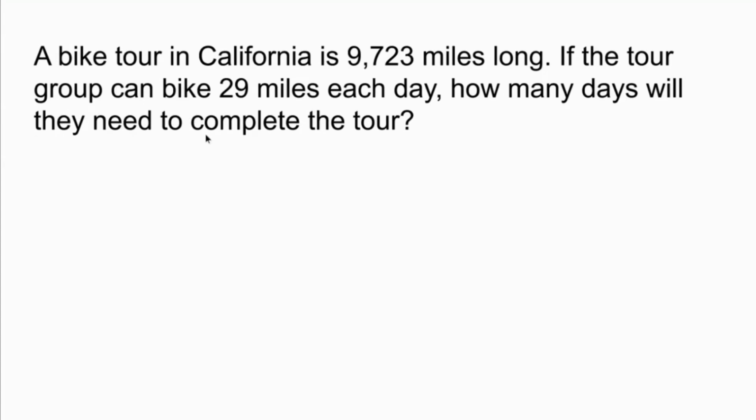First, let's think about what the question is asking us. The bike tour is 9,723 miles long, and the group can bike 29 miles a day. So we want to know how many 29-mile days fit into 9,723 miles. So when we want to know how many equal groups fit in a total, we use division. And in this case, we're going to do 9,723 divided by 29. So let's set it up.